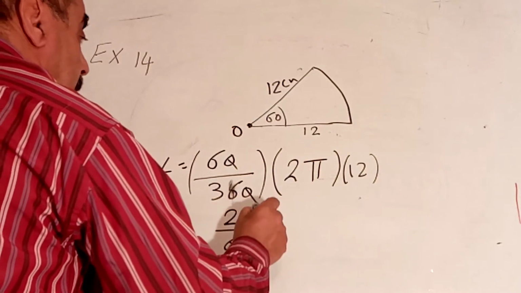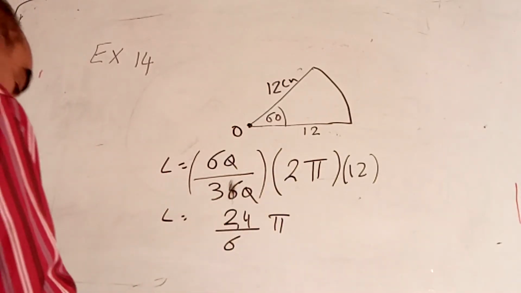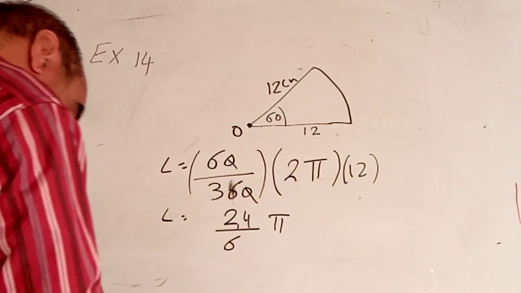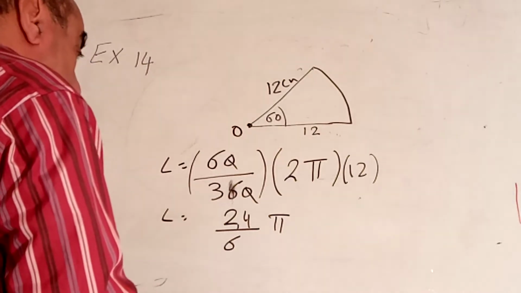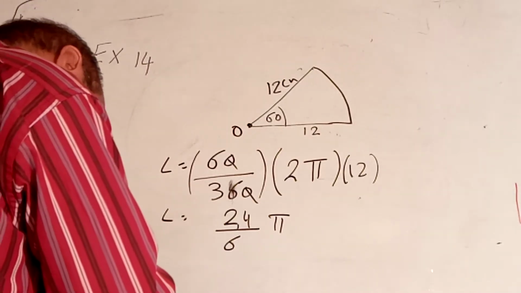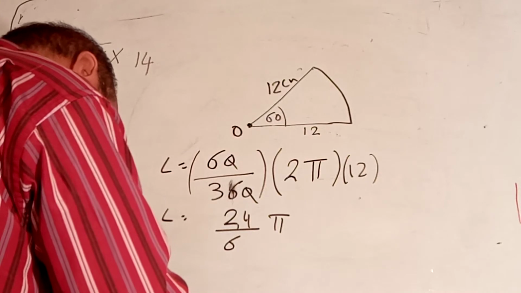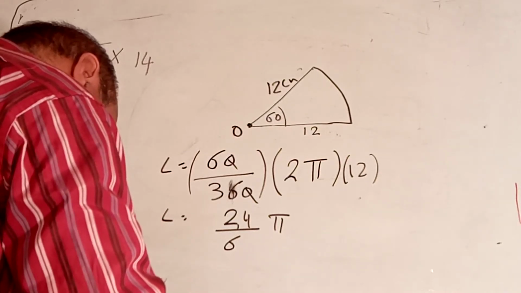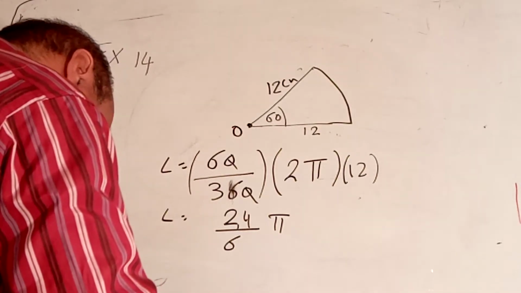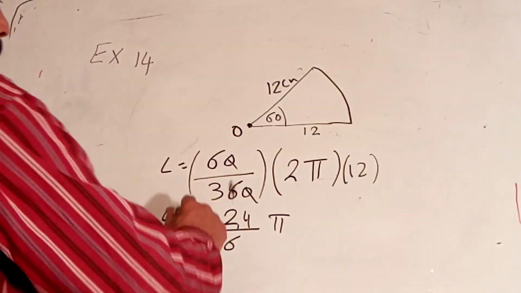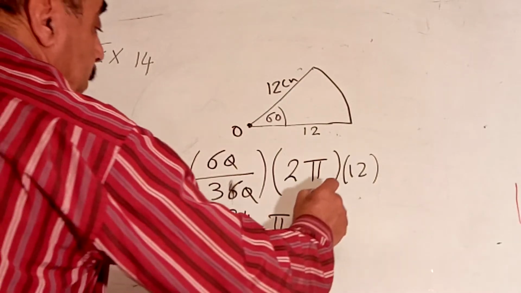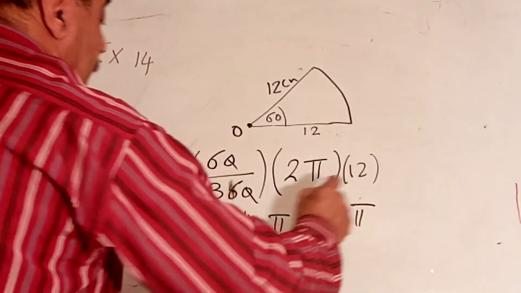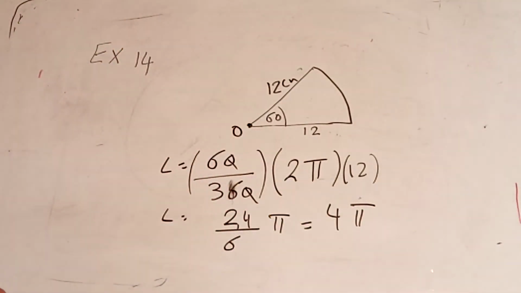So this will be 24 pi over 6, which is equal to 4 pi. The length is 4 pi. This is the length of the arc. Very easy topic.